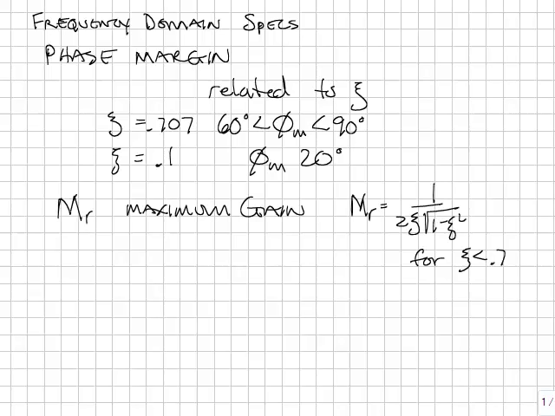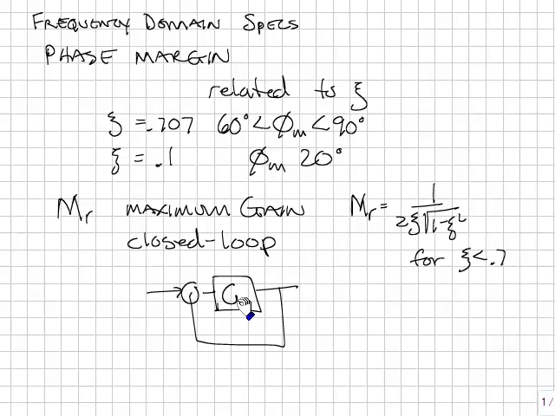Occasionally, design specs are given in terms of maximum gain. Maximum gain is related to damping ratio for damping ratios that are less than 0.7, and the relationship is given here. Maximum gain is the maximum gain value for the closed loop Bode plot. So if the system looks like this, we've been doing Bode plots just for G. If you want to use the M_R maximum gain specification, then you need to look at the transfer function of the Bode plot from here to there. If you're using the SISO tools, you can just turn on the closed loop Bode plot function and you'll be able to see the maximum gain right off of the figure.